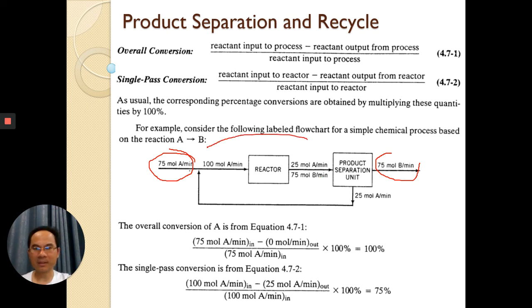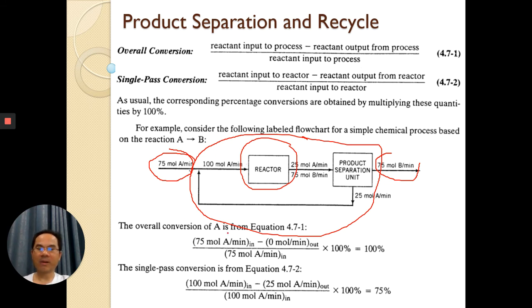The overall process is like this. Input, output. If reactor, input to reactor, output from reactor. To determine the conversion for the overall, you have to utilize the overall input and output. For single pass conversion, you have to calculate based on input and output of the reactor.